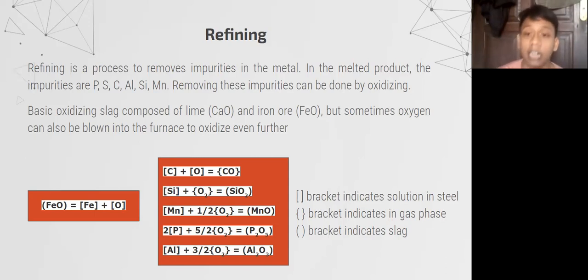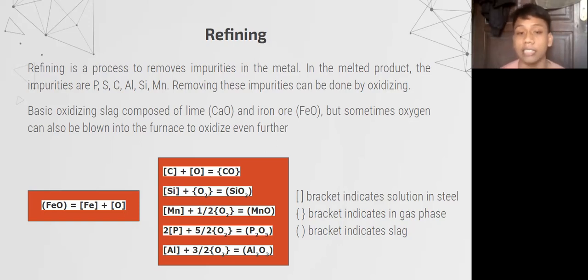but sometimes oxygen can also be blown into the furnace to oxidize even further. How do we blow oxygen into the electric arc furnace? We can use the oxygen lance to blow the oxygen into the bath, so it will have a high amount of oxygen that might oxidize the impurities in the steel. We can take an example of how ferrous oxide, or FeO, is used to oxidize the impurities. The ferrous oxide will form oxides that will help oxidize the carbon, silicon, manganese, phosphorus, and aluminum.